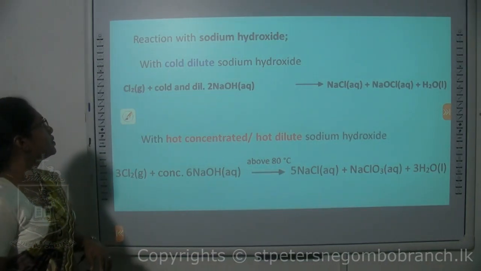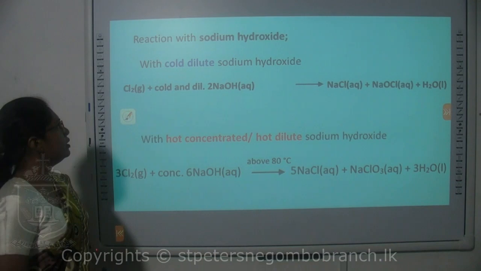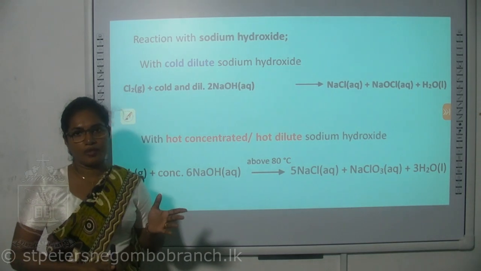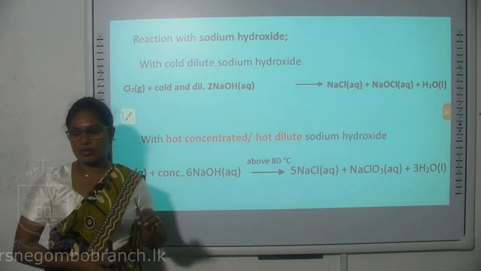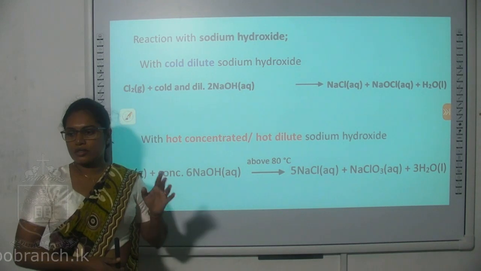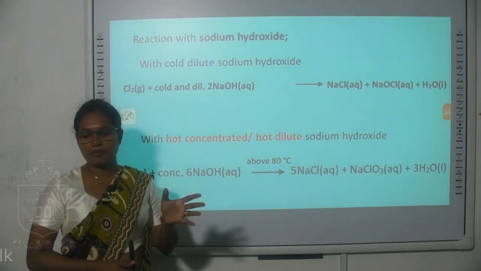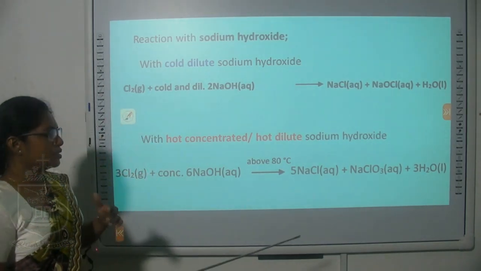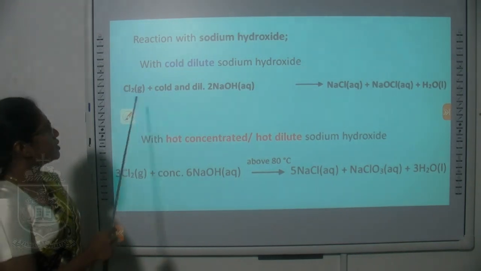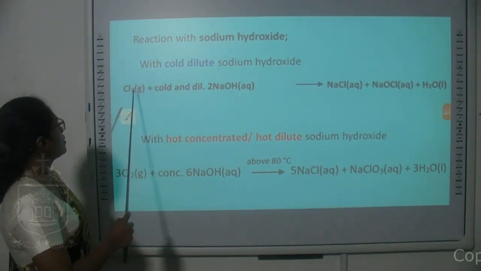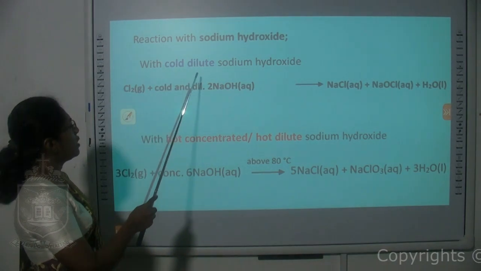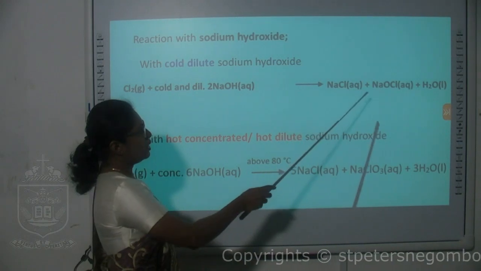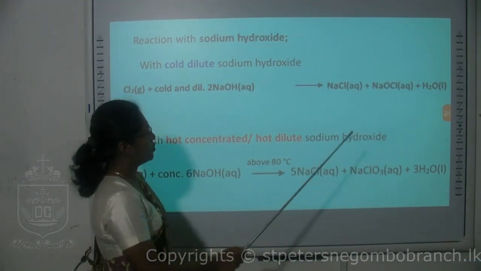Then the reaction of chlorine with sodium hydroxide. There are two types of reaction. When chlorine reacts with cold hydroxide, it forms different products, and with hot hydroxide, it forms other products. If we check the first one, if chlorine reacts with cold dilute sodium hydroxide, it forms NaCl, NaOCl and H2O.